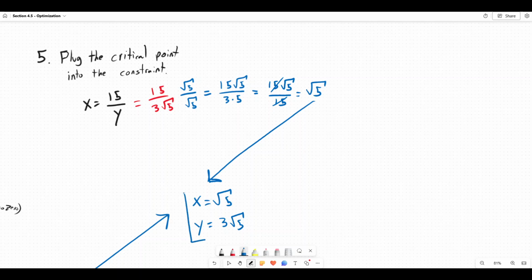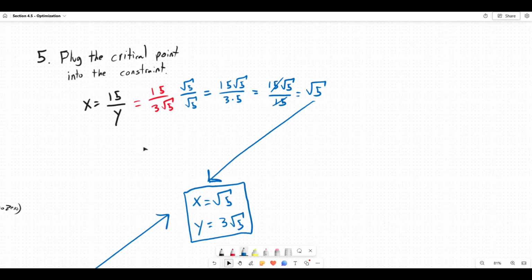That is the solution to what is the smallest pair of numbers that multiply to equal 15, such that 3x plus y is as small as possible. And in fact, it turns out to be 6 times the square root of 5. Any other pair of numbers is going to be worse.